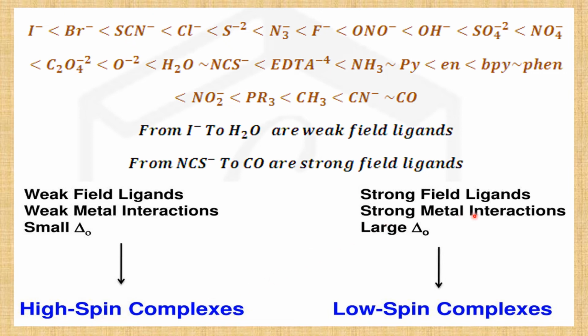While for strong field ligands, the interaction is very strong. The splitting is maximum, so it gives rise to low spin complexes. So whether a complex is a high spin or low spin is determined by the ligands. So ligands are determining whether a coordination compound should be a high spin complex or a low spin complex. Take down.